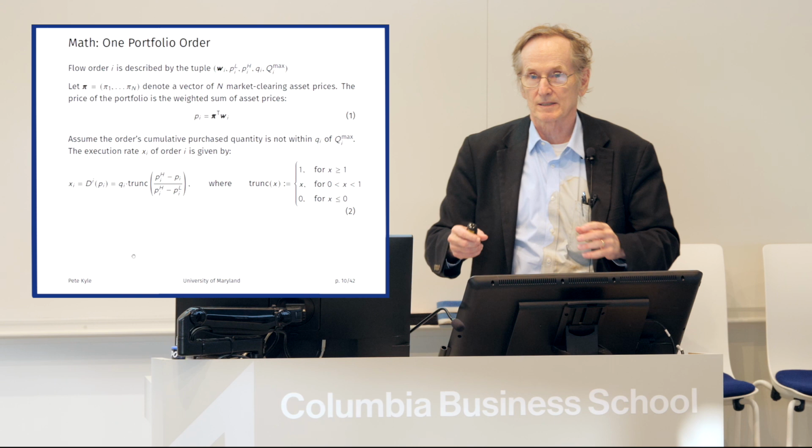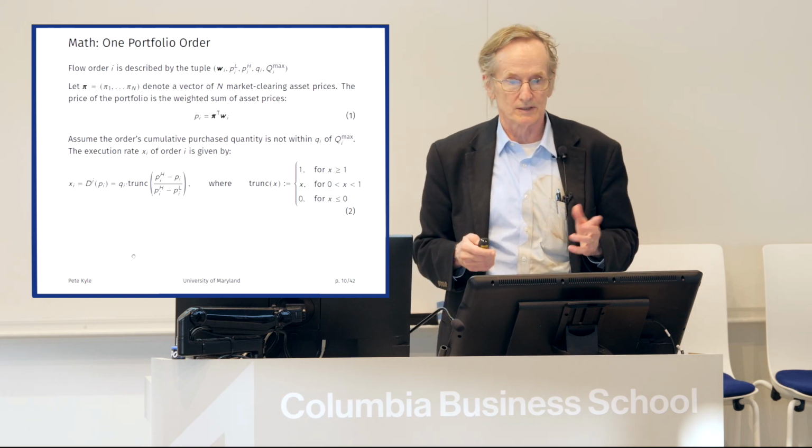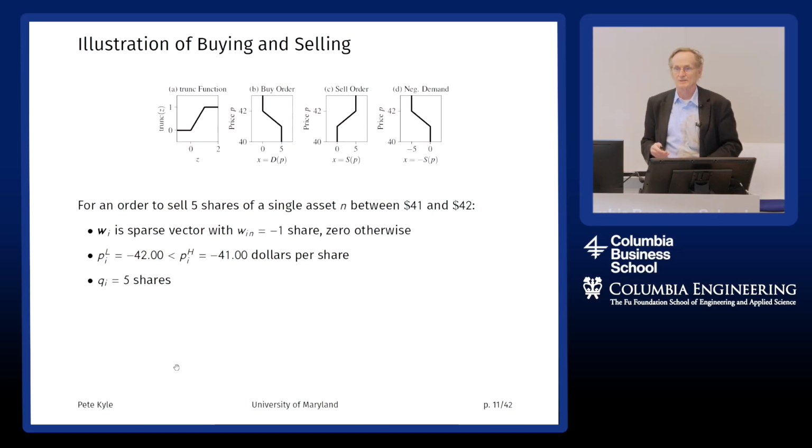You can write down some mathematics for what a piecewise linear demand schedule looks like, but it looks like what you're seeing here in these pictures, and I don't think I have to describe it too much. But there is a little bit of arithmetic with negative numbers that you have to respect: for a portfolio to sell at $42 a share, the price is going to be actually minus $42 because it's the cash flow that it takes to execute that trade.